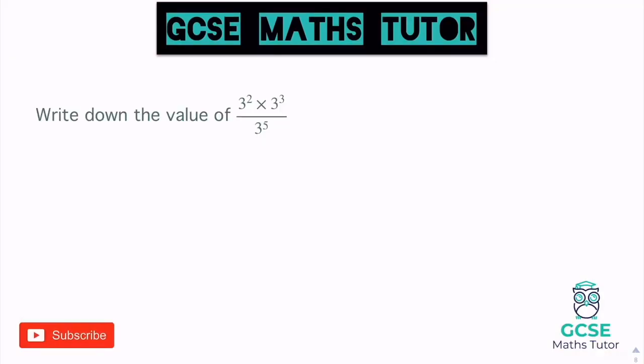Okay, so this is a bit of a special one. It says write down the value of 3 squared times 3 cubed all over 3 to the power of 5. Let's just have a look what we get here. So if we tidy up the top, adding the powers, we get 3 to the power of 5 on the top. And that's also being divided then by 3 to the power of 5 on the bottom.